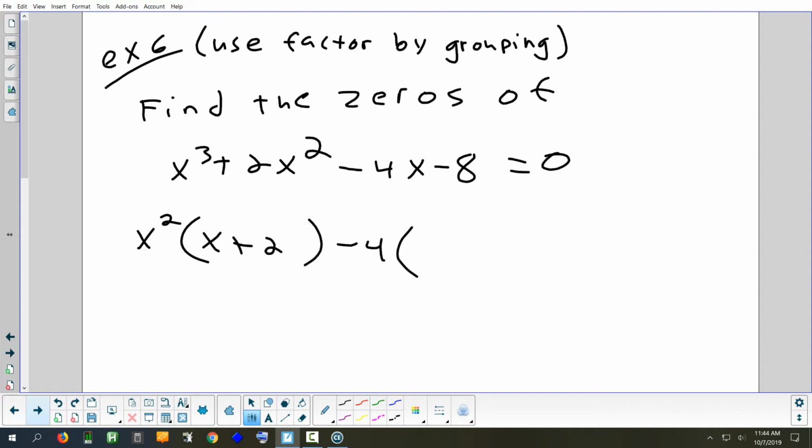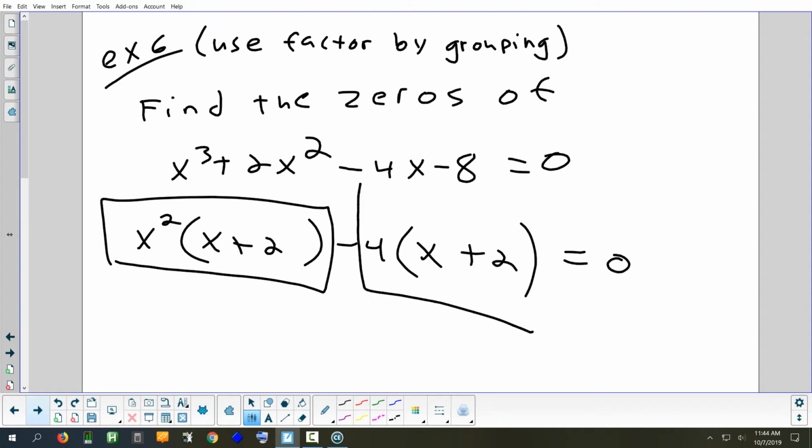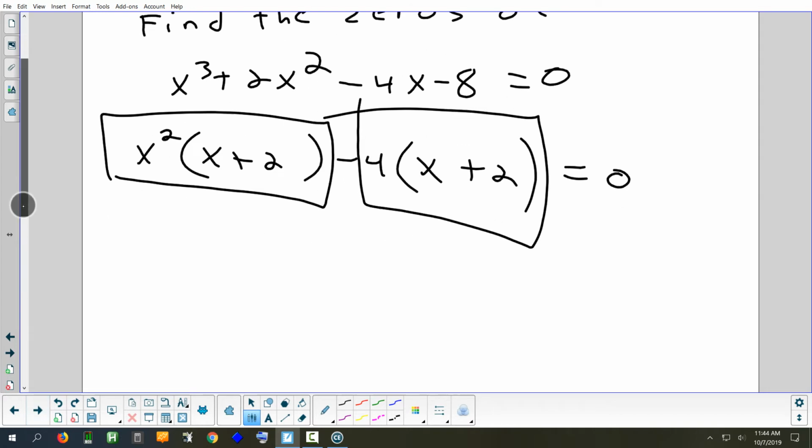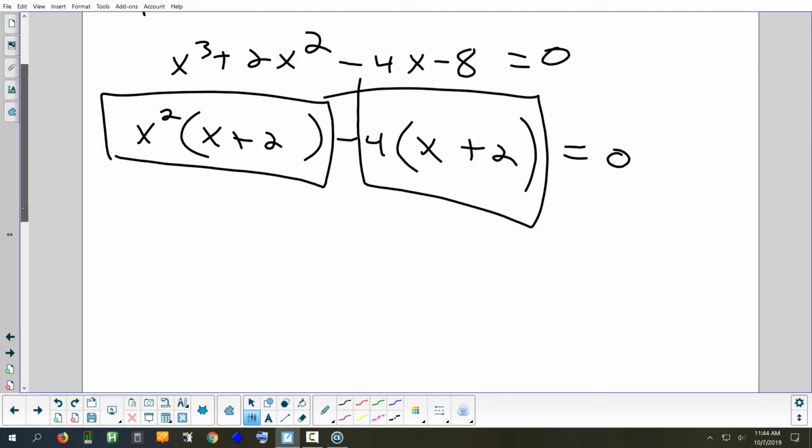-4. Because -4 times x is -4x. -4 times +2 is -8. Okay. Now you factor out what this term and this term have in common. What do those both have? X plus 2. They both have an x plus 2. If you factor it out of the first one, what's left in the first box? Just x squared. And if you factor it out of the second box, what's left? A -4.